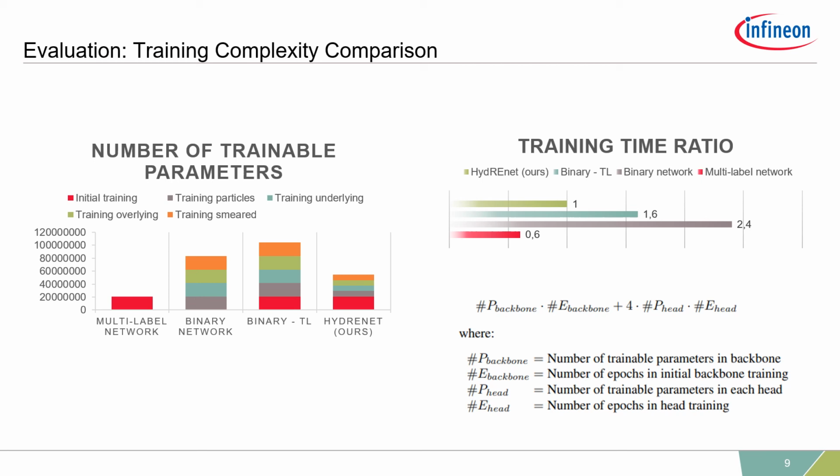In the figure on the right, we have multiplied the number of trainable parameters by the number of epochs. We divided this value by the associated value for the HydREnet in order to obtain a training time ratio that is independent of the GPU used. The training time of the HydREnet is significantly shorter than for the binary architectures.